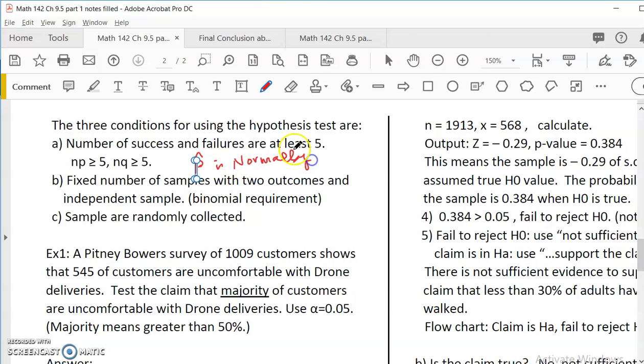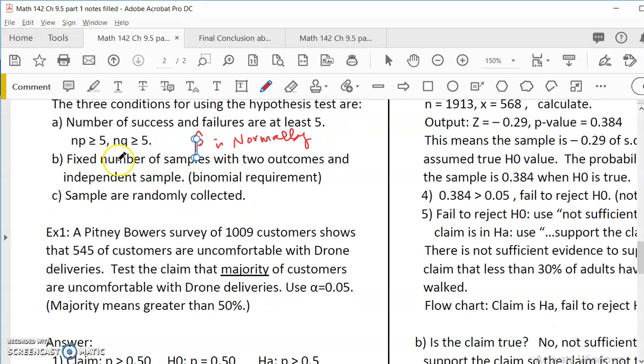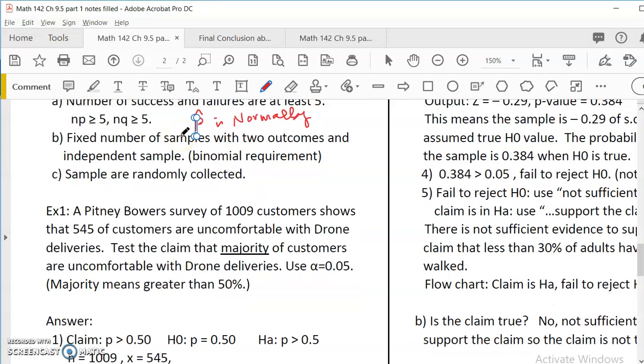We talked about this a while back when we did confidence intervals. The reason why we can do a confidence interval for p hat is because p hat is normally distributed, and one of the conditions is that n times the expected proportion and n times the expected failure proportion are at least 5. And also, your X, the number of successes, has to obey the binomial requirements. You have 2 outcomes and independent sampling, those kinds of things. So these are the conditions that are required before you can use the conclusion.